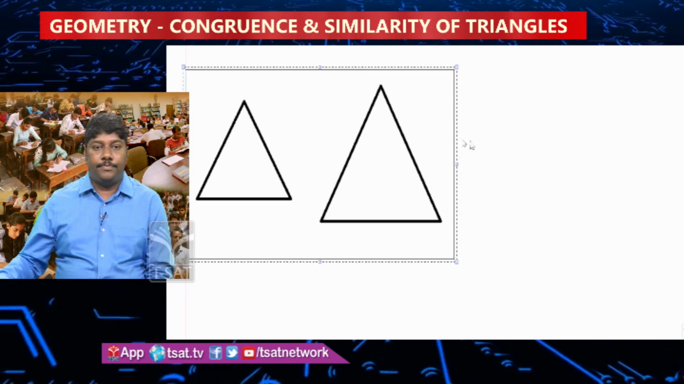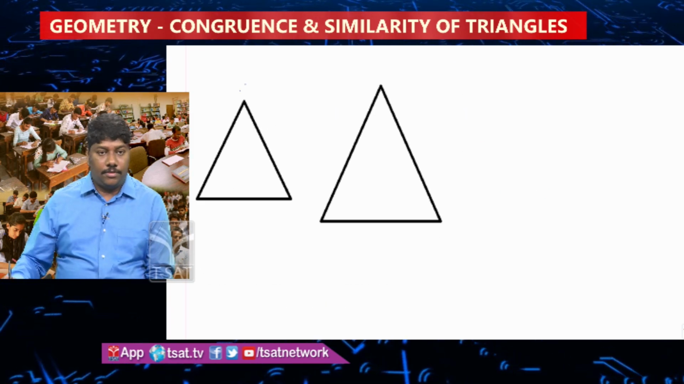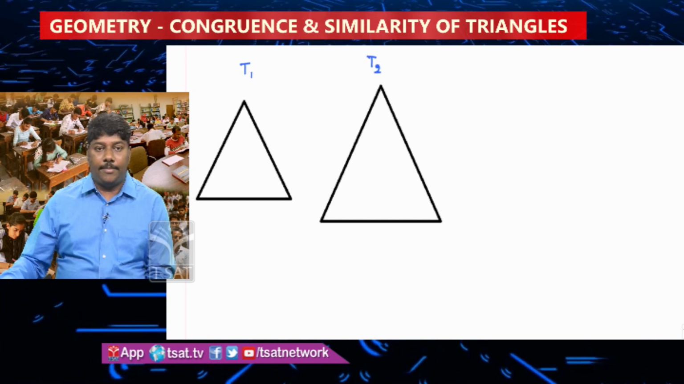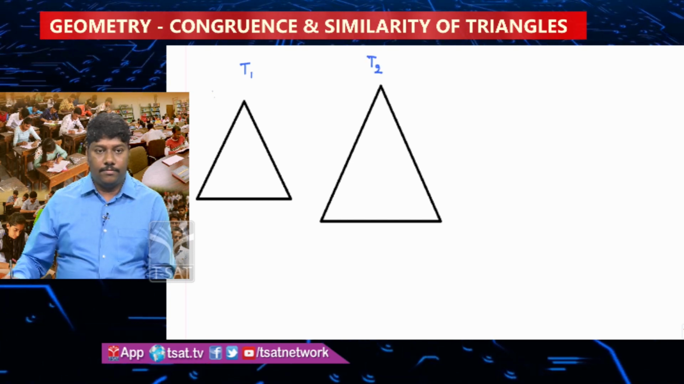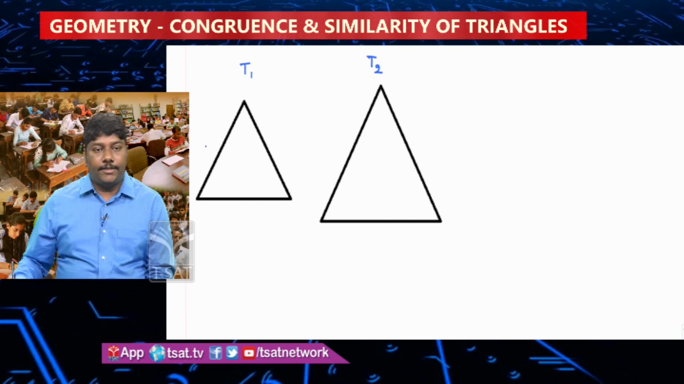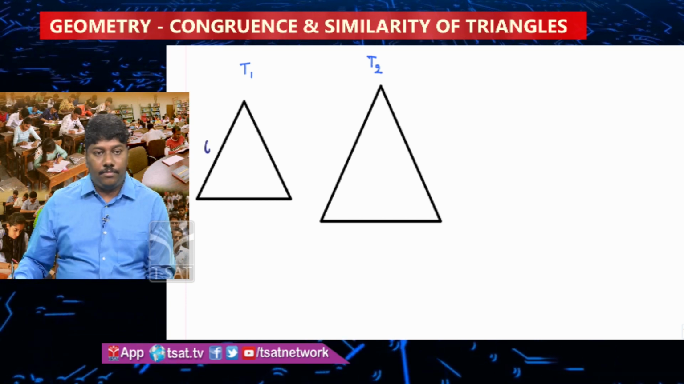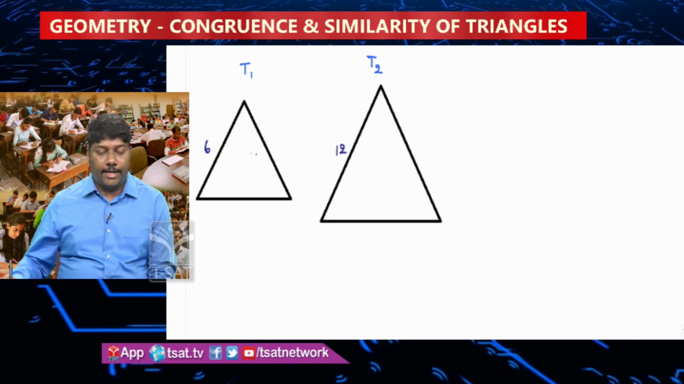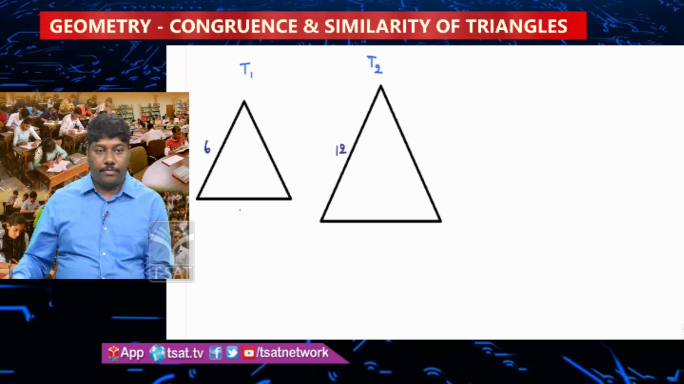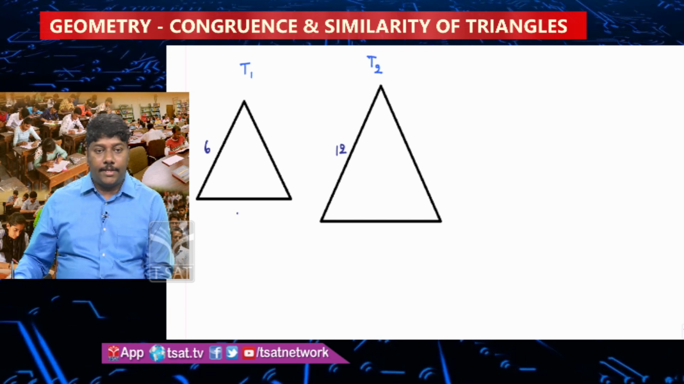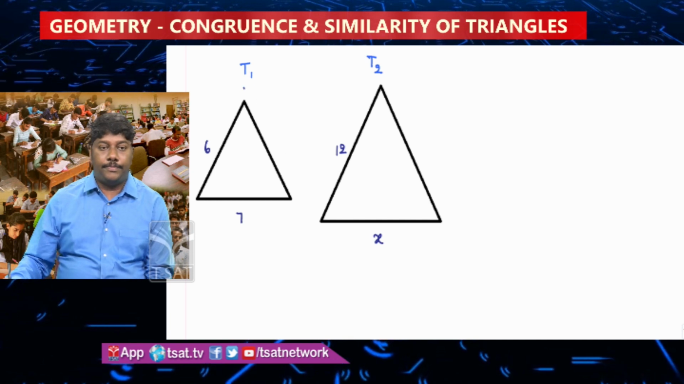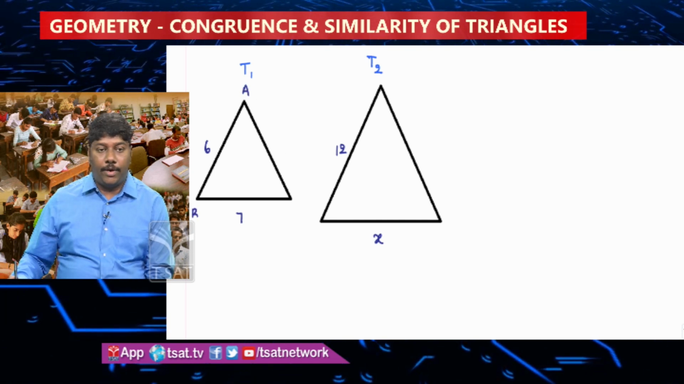Two triangles. Suppose triangle 1, triangle 2. These are similar triangles I am giving you. This side is 6, this side is 12. They are similar triangles in the respective ratio. If this side is 7, and the corresponding side is x, find out the value of x. ABC, PQR.